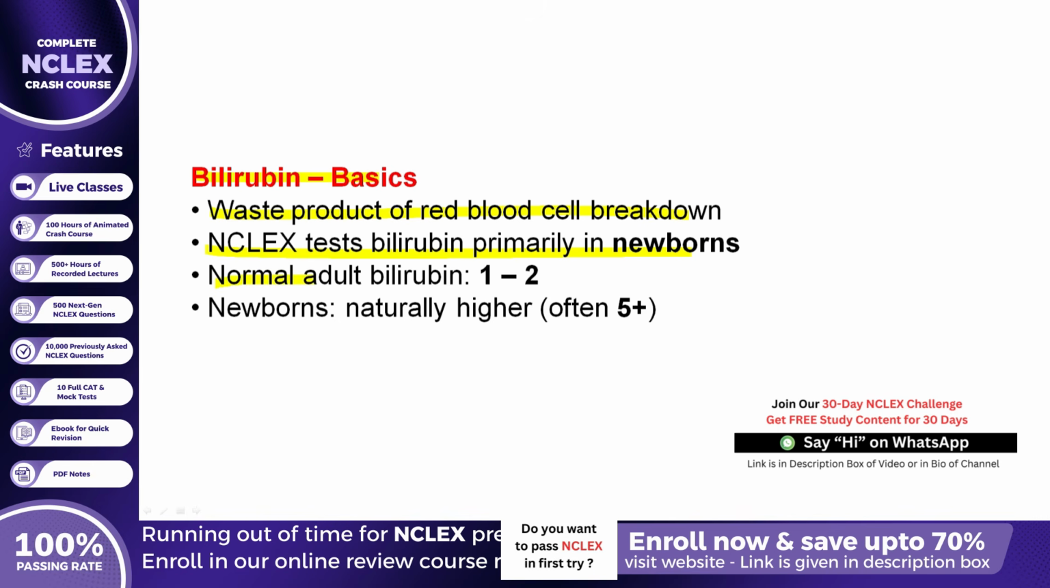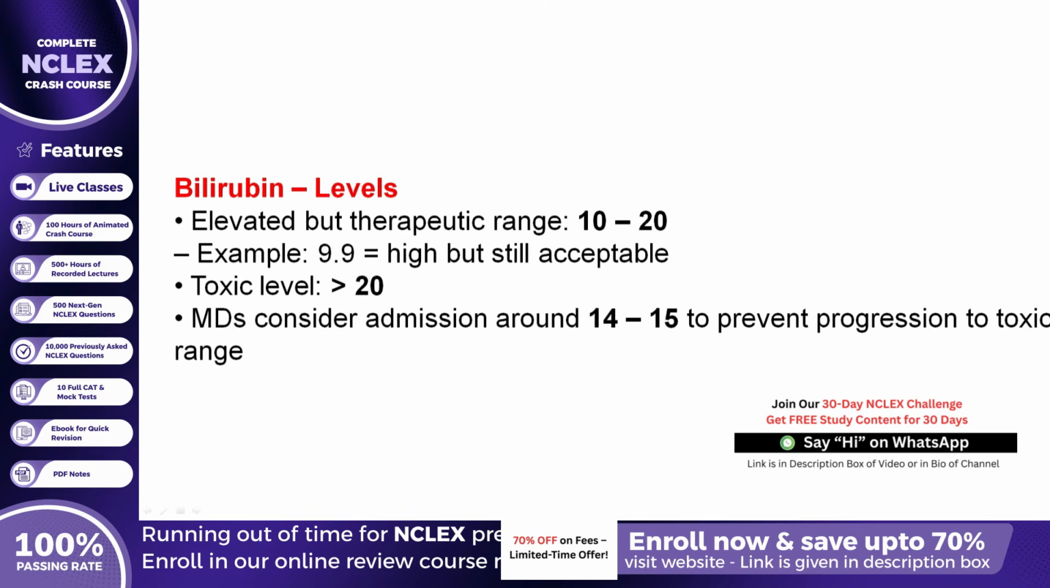The normal adult bilirubin level is 1 to 2, which represents the expected range in healthy adults. Newborns naturally have higher levels, often 5 or more, and this elevation is considered a normal finding in early life.